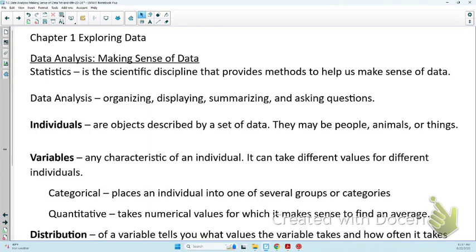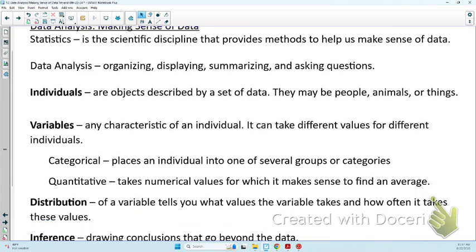In stats, we did notes for 1.0 and 1.1. So we started by just kind of skimming through this. There's the basic definition of stats and data analysis. Individuals, those are objects or living beings. Doesn't have to be living to be studied. It could be some kind of object like color of car or something like that.